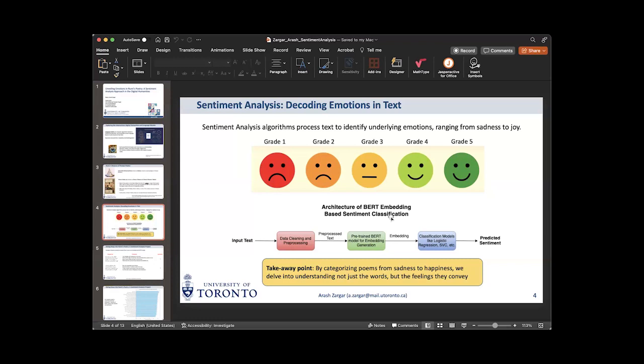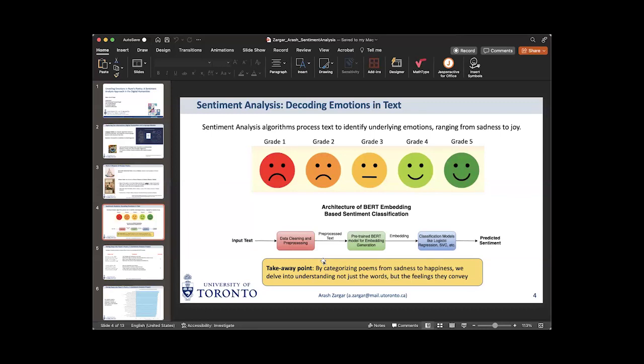BERT multilingual sentiment analysis model is a very modern model which has been developed especially for extracting these sentiments. So this is the flow chart of how this BERT model works. Basically, we input some text. It starts first by cleaning the text.